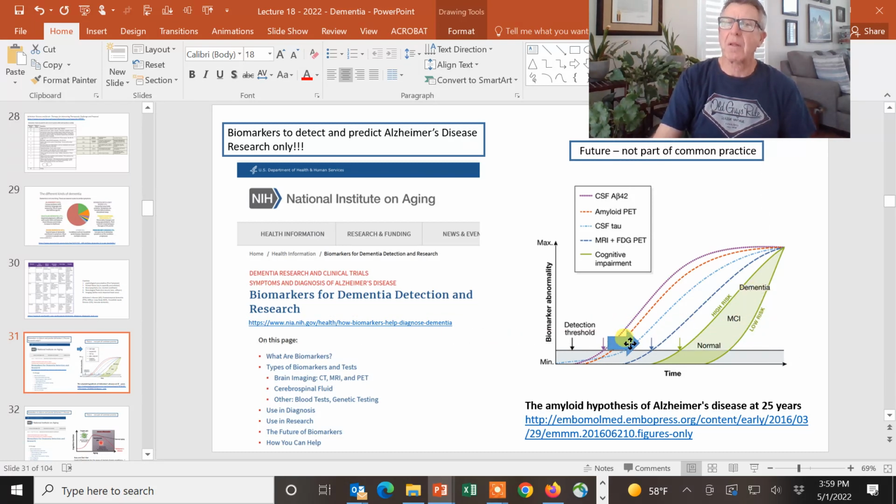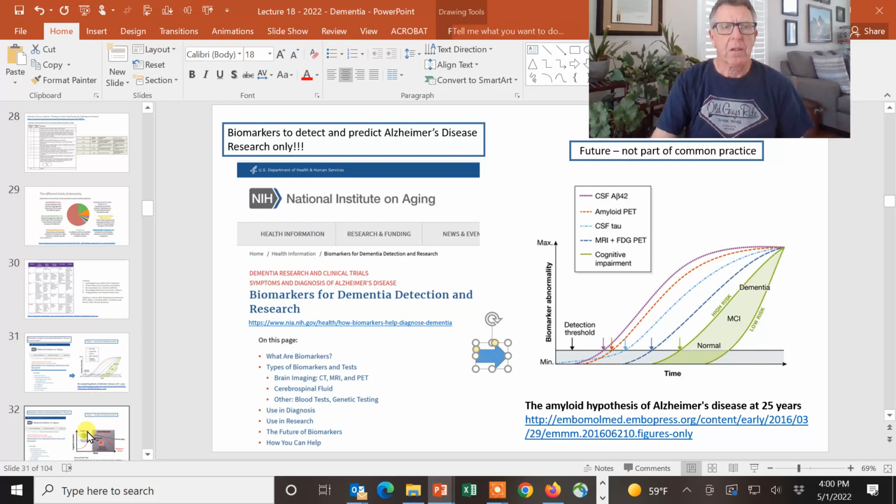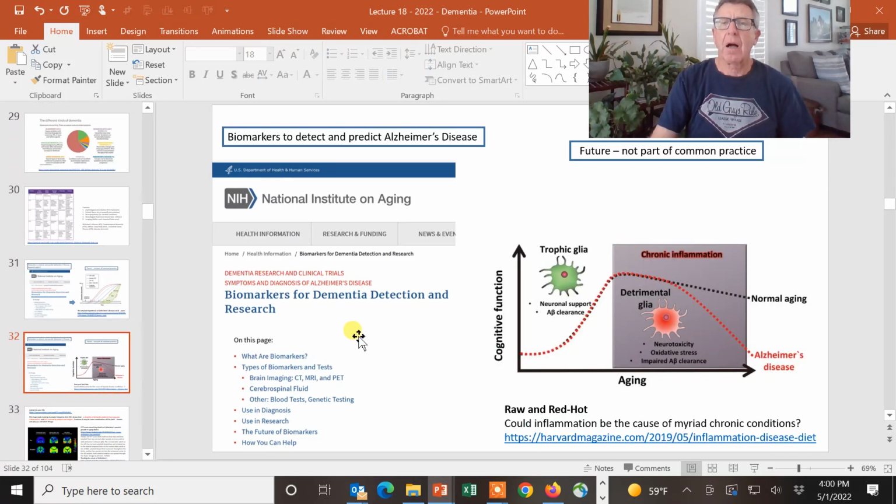So the concept is if we can go after these biomarkers and get them very early on before you start even seeing the cognitive impairment, then maybe we can do some preventative measures that will slow the progression as new meds develop that might reduce this. That's the concept. Alrighty, cool.